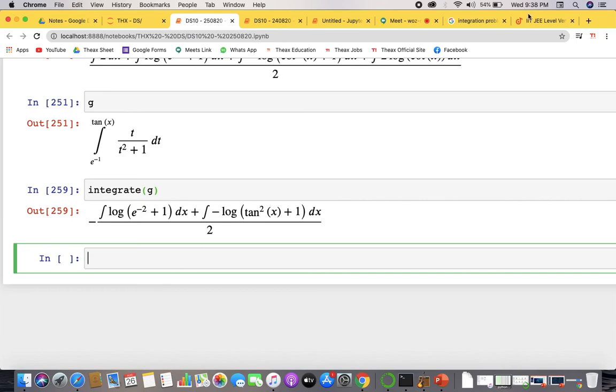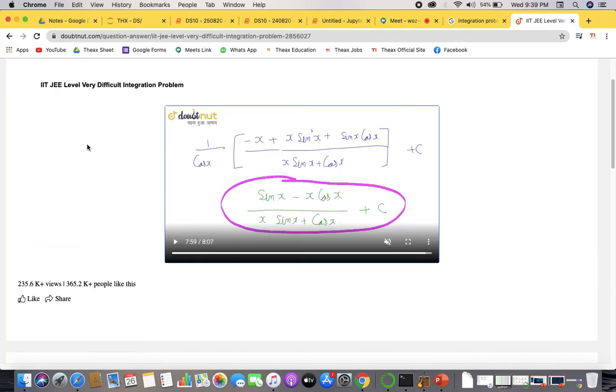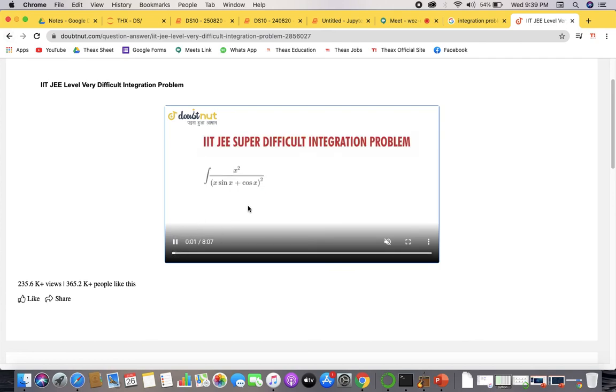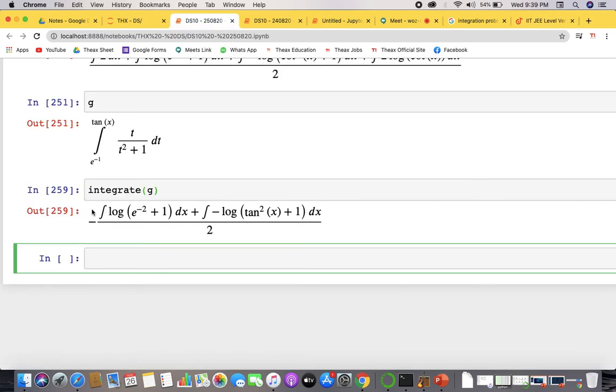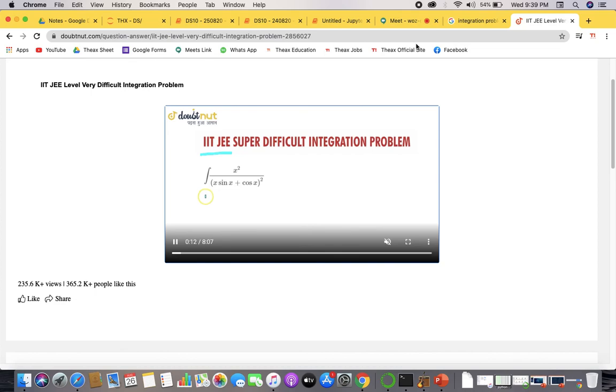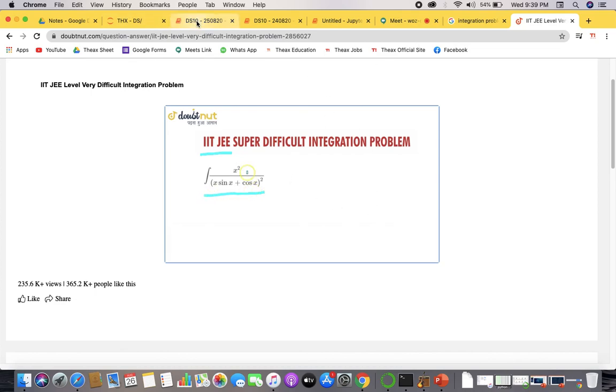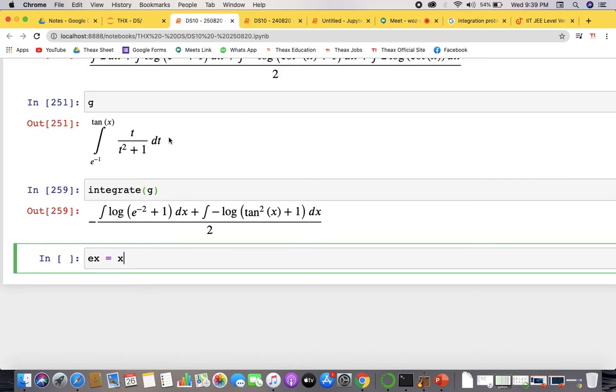Alright, we'll see it later. Nice question. But what does this question say? Integration of x square by x sin x plus cos x, whole square.